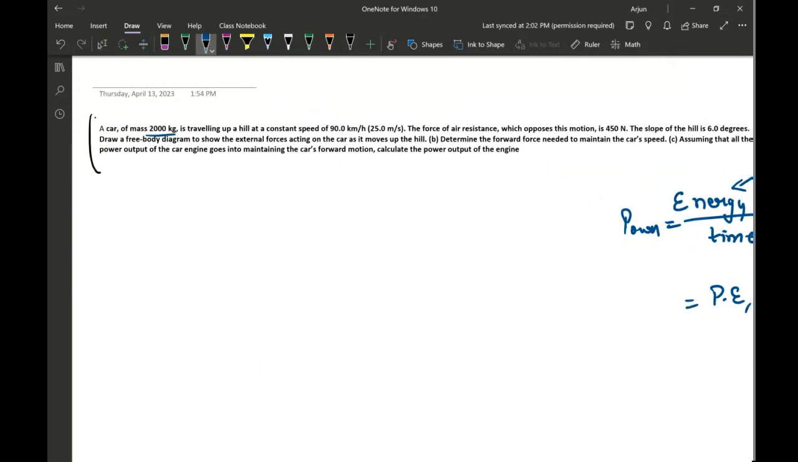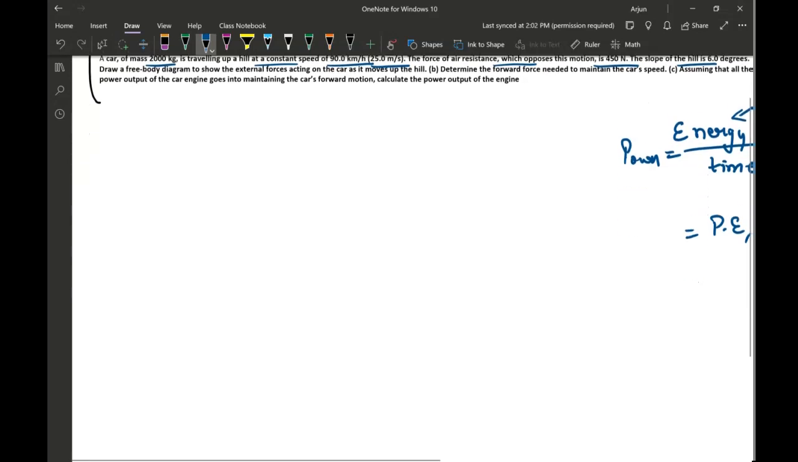There is a car given to us which has a mass of 2000 kg and is traveling up the hill at a constant speed of 90 kilometers per hour, which is 25 meters per second. The force of air resistance which opposes the motion is 450 Newton. The slope of the hill is 6 degrees. Draw the free body diagram to show the external forces acting on the car.